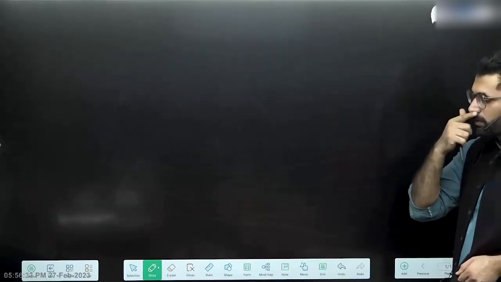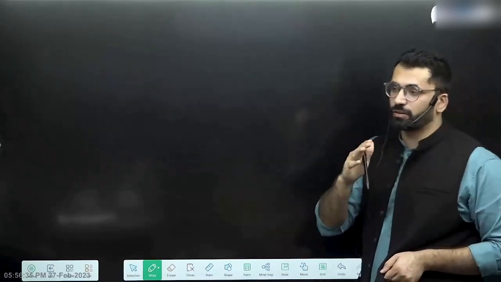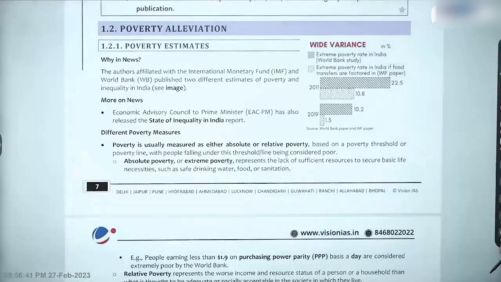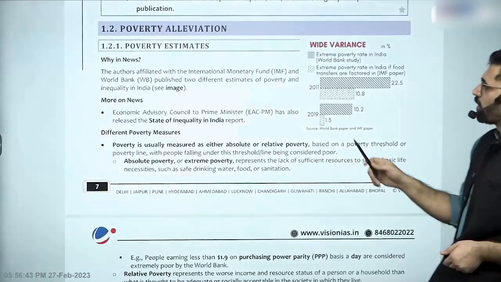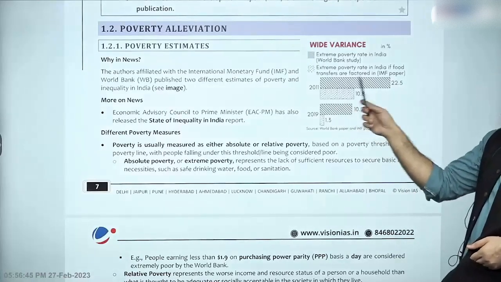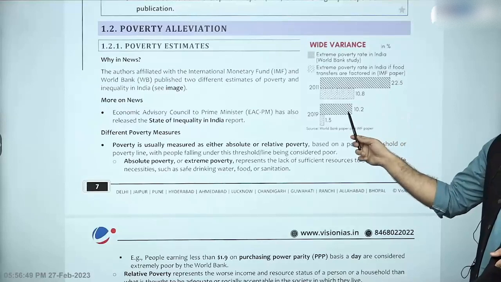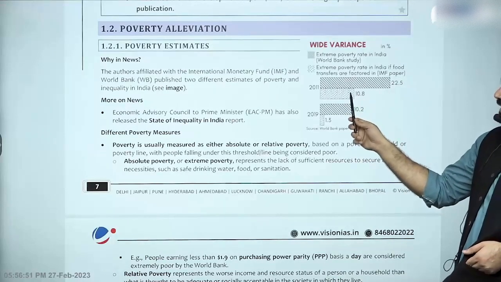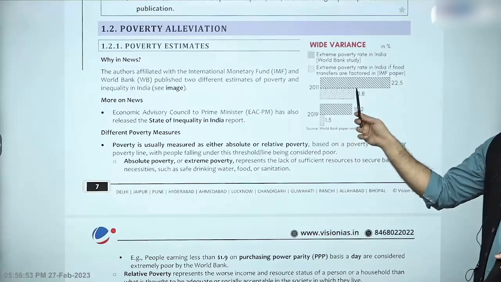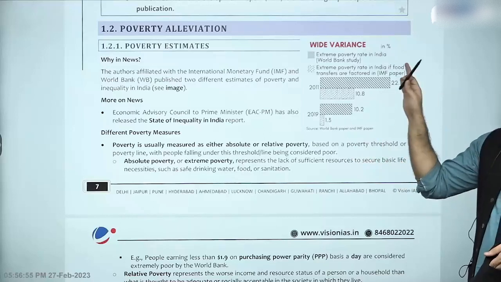Now, why two different studies and why are they contradicting results? If you see the results which both show, according to the World Bank study, in 2011 it was 22.5. It has reduced from 22.5 to 10.2. According to the IMF, it has reduced from 10.8 to 1.3. So, very vastly different results.